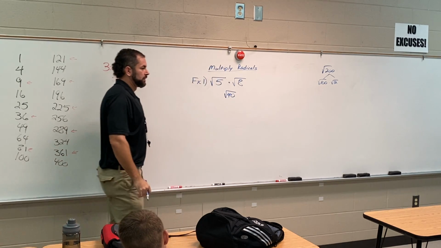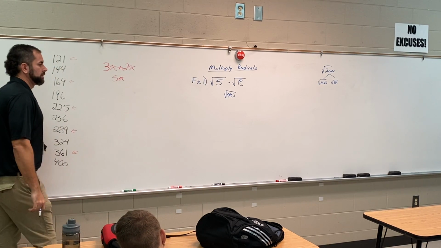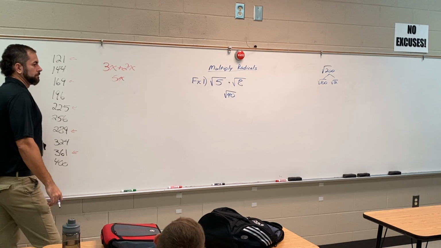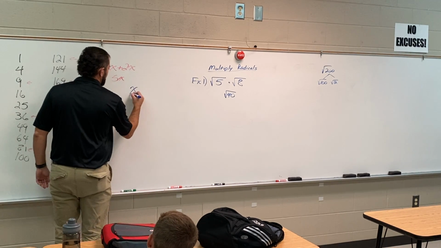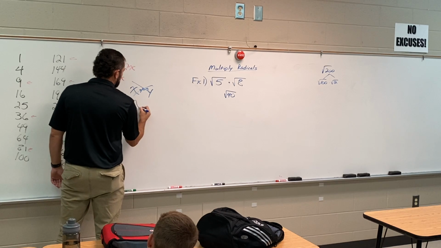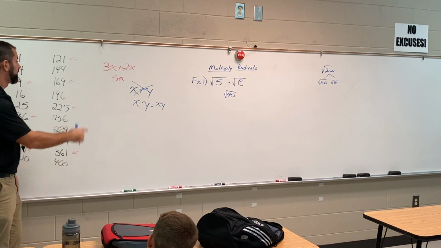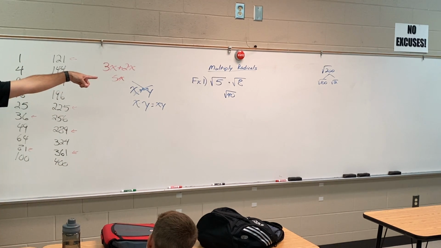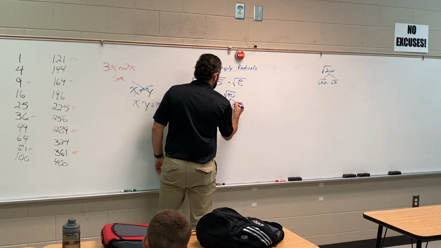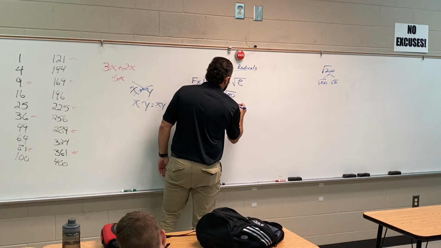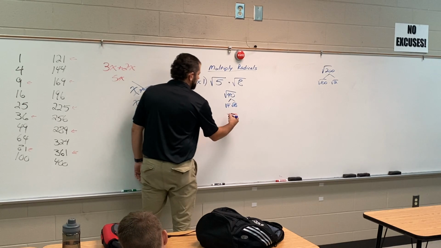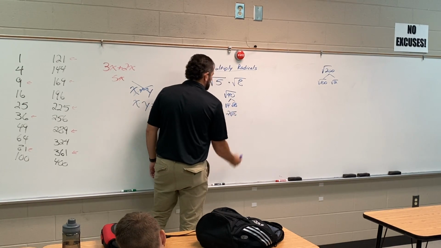You can multiply not like terms together, absolutely. So like I can't add x plus y, but I can multiply x times y and get xy. So then we just simplify the 40, same thing. We're going to find a number from this list that goes into 40, which is 4. We're going to break that down: square root of 4, square root of 10, which gives me 2 square root of 10.